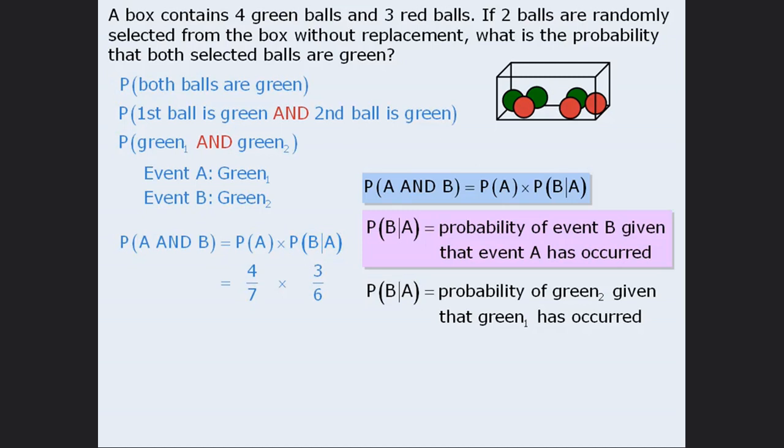At this point, we can multiply the 2 required probabilities to get the product, 12 over 42, and this simplifies to be 2/7. So the probability is 2/7 that both selected balls will be green.